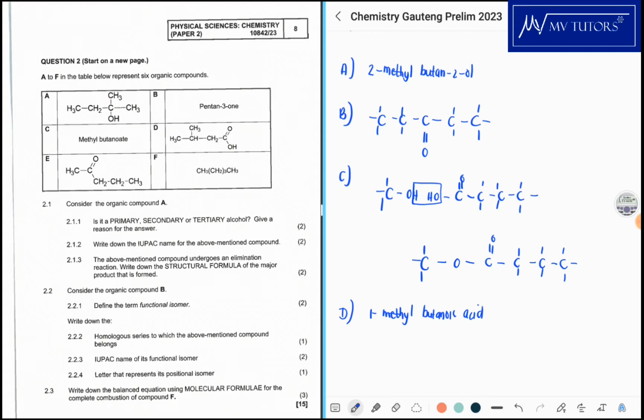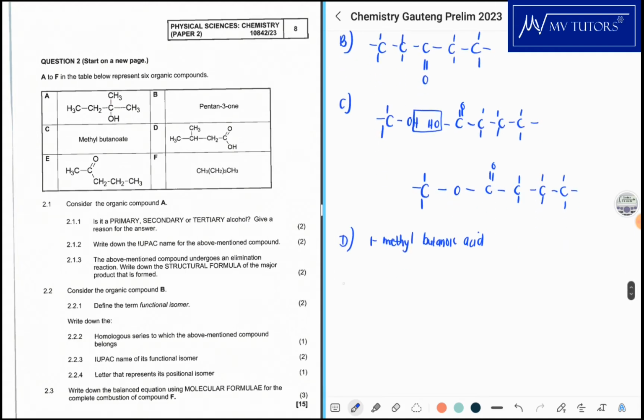All right, and then E. So here I see we have a double bond to oxygen, and it's not at the end, it's somewhere in the middle. So we have another ketone. It's not an aldehyde. So yeah, 1, 2, 3, 4, 5. So it's still pentane, but 2-one. Okay, pentan-2-one.